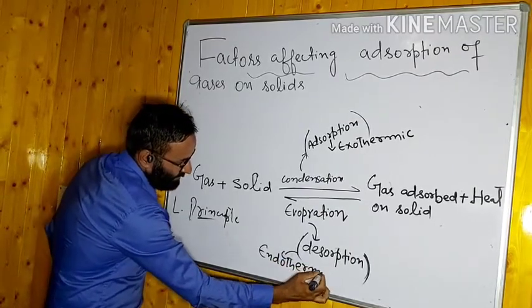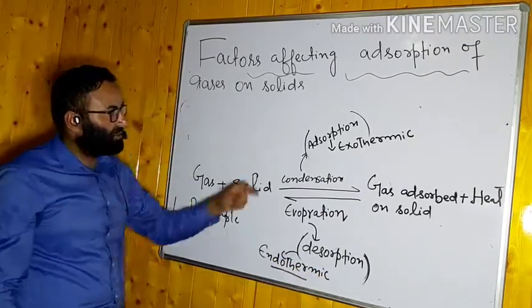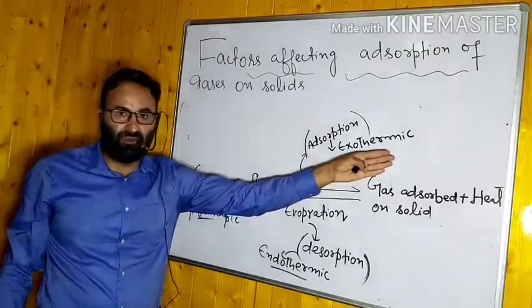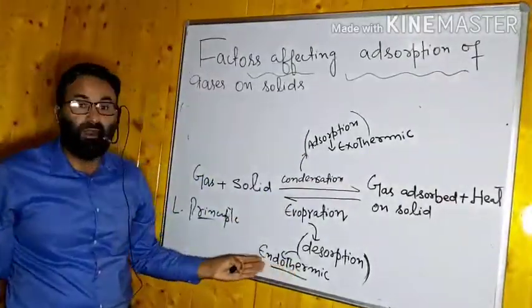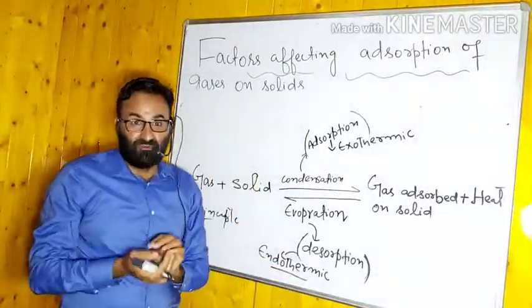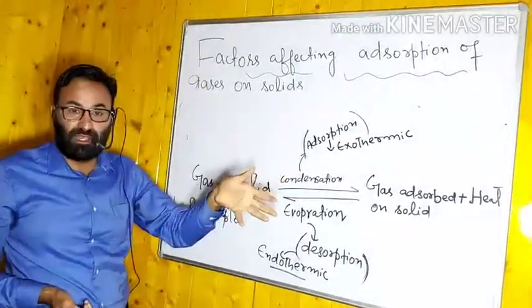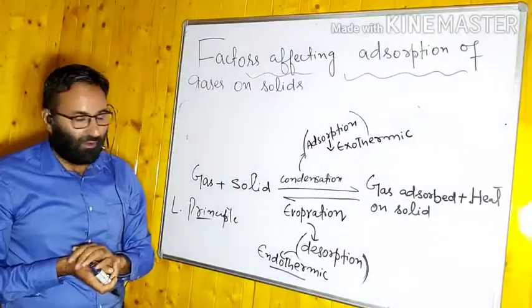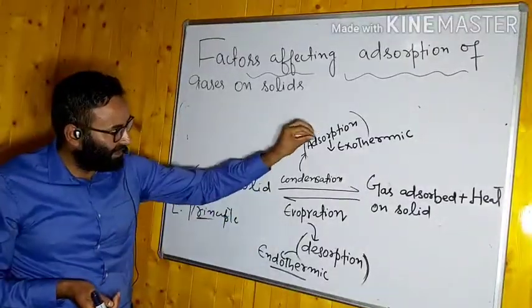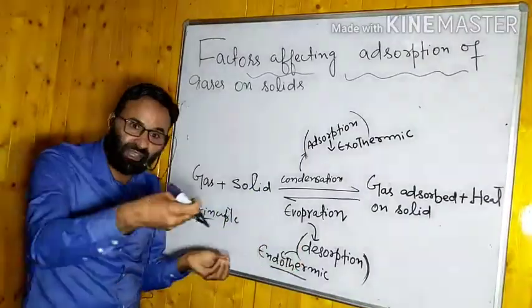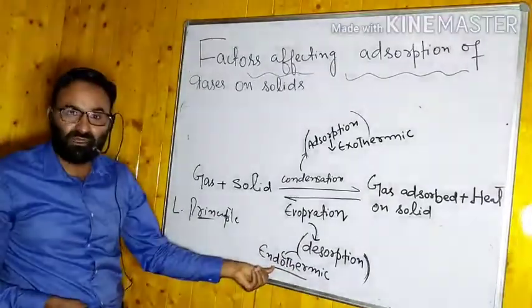Endothermic. Remember this point. It is exo, energy is released in the form of heat, and this one is endo. Now, we have to discuss the effect of temperature. If you increase the temperature, it means that we are supplying energy. Why do we need to supply energy? Either in adsorption or desorption. In desorption, we need energy because it is endothermic in nature.